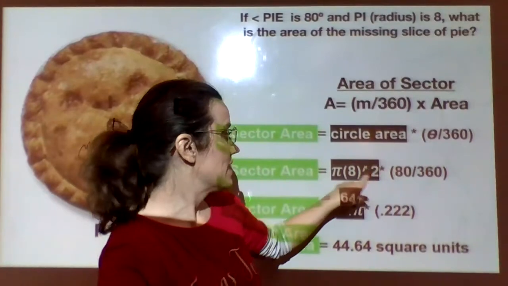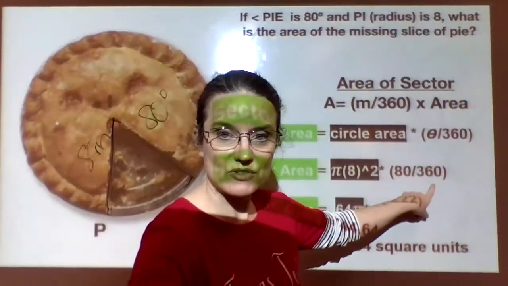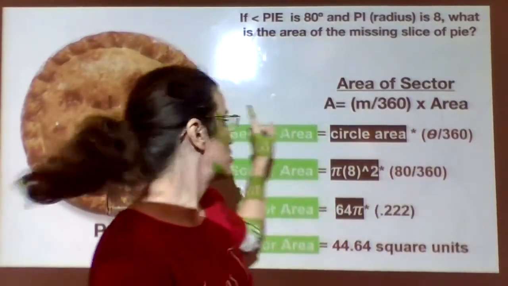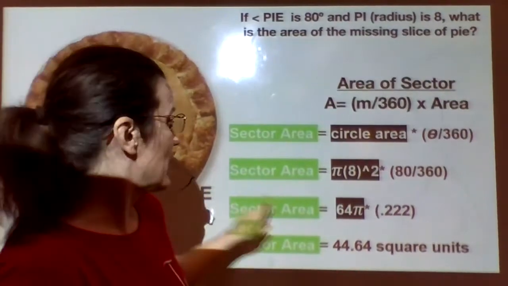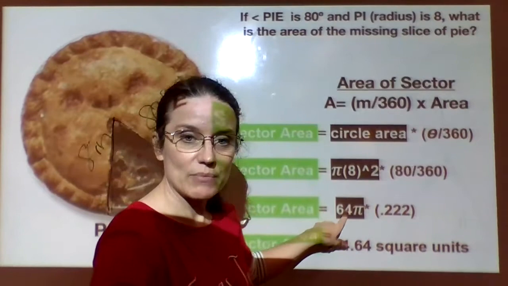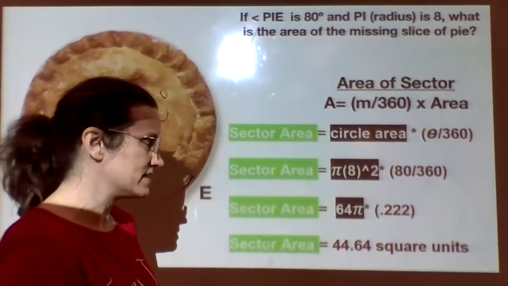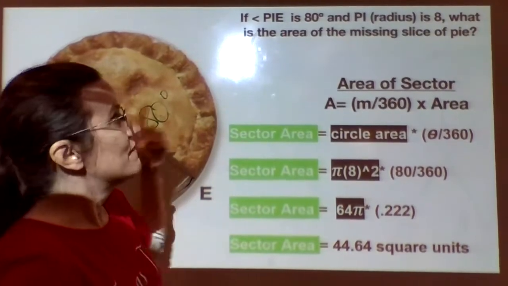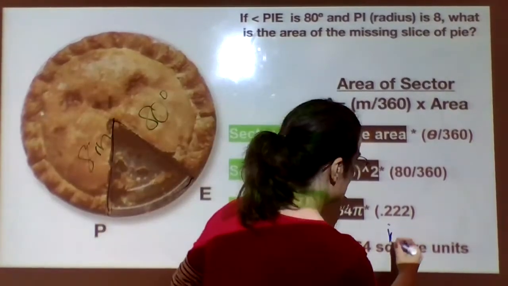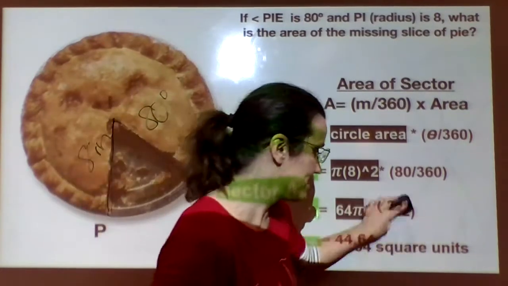That's what we found out before because it's my 8-inch pie pan. And then I've got 80 out of the 360 degrees as the degree of this central angle. And so 80 out of 360 comes out to 0.222. My area was 64 pi, or 64 times pi, and I end up with 44.64 square units. If it's an 8-inch pie, this would be square inches. Okay, so that's how much pie I'm missing out of my pie.